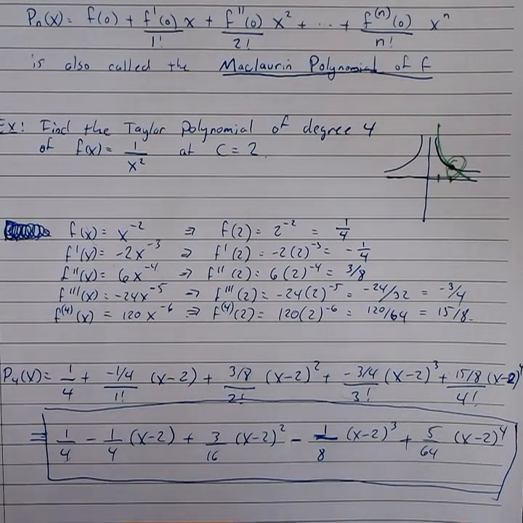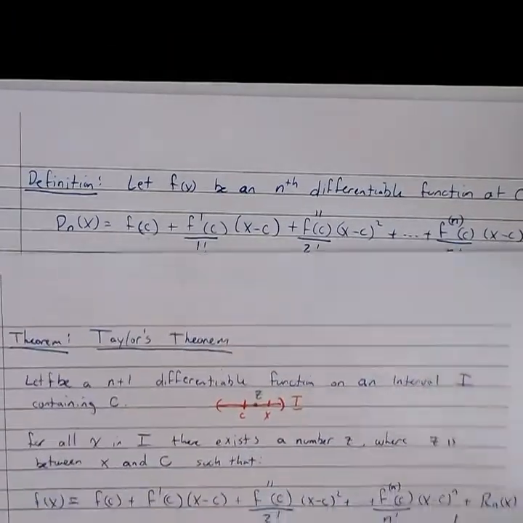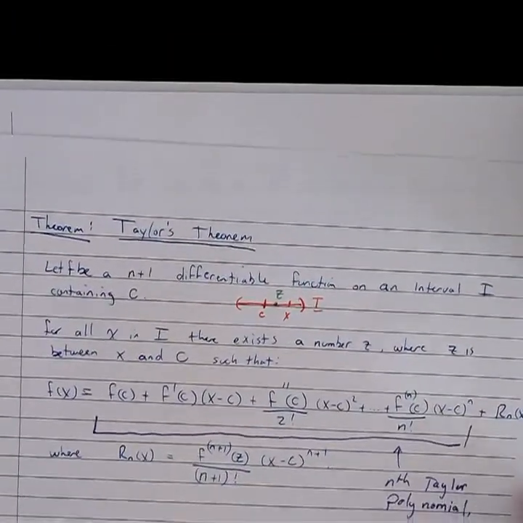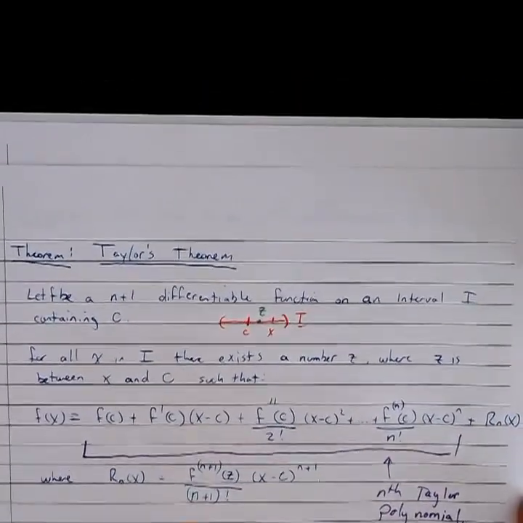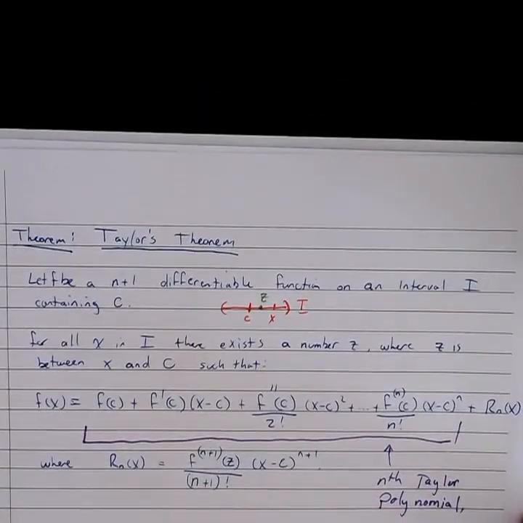And finally, this brings us to the end of our section. And we'll end the section with a theorem. So this is Taylor's theorem. All right. So Taylor's theorem says, well, first of all, let's go back to Taylor's polynomial. Taylor's polynomial is an approximation.